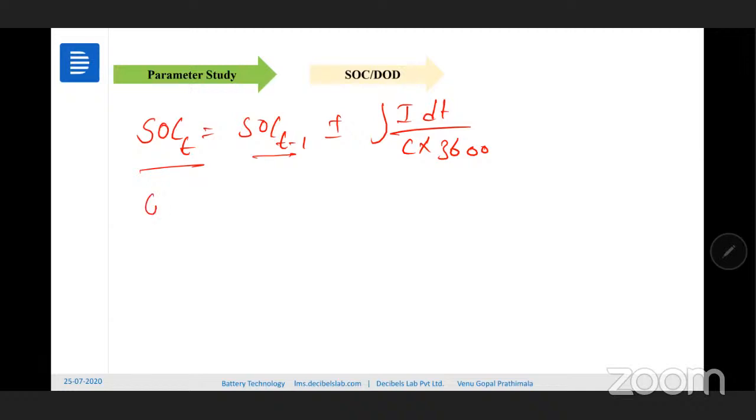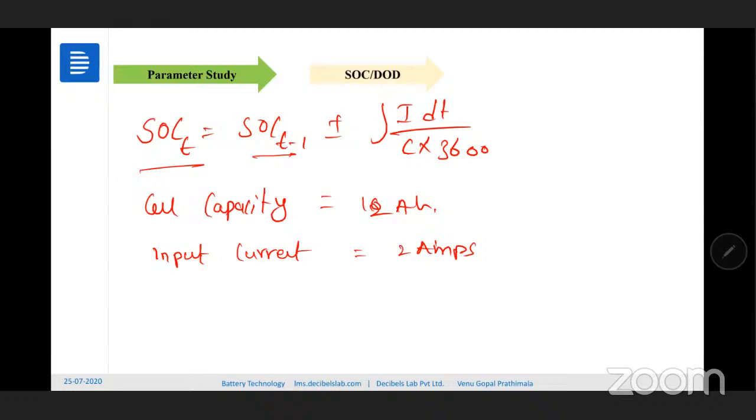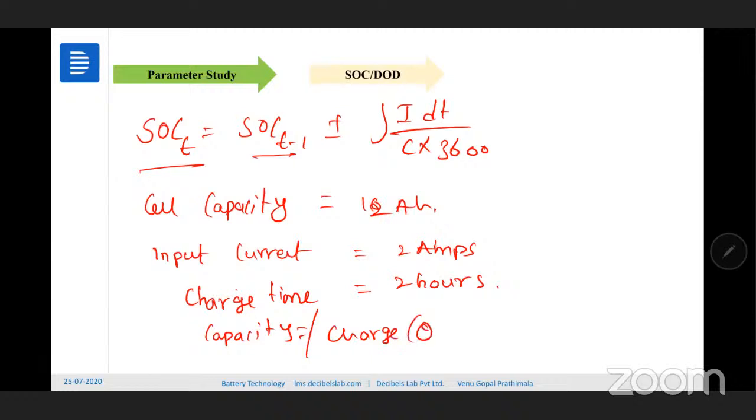Let's say your cell capacity is 10 amp hour, or let's say 12 amp hour. Now we are charging this particular cell with an input current of 2 amps, not amp hour, just 2 amps, for a charge time of 2 hours. So the total capacity that we can input into the cell is the charge, and if you remember, Q equal to I T. So it is 2 into 2 hours, which is 4 amp hour.